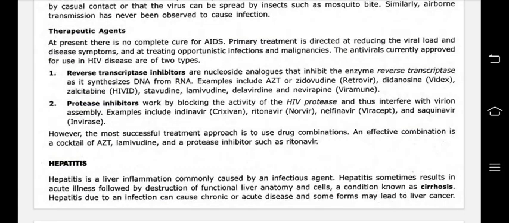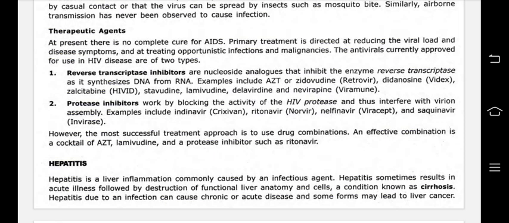Continuation of the previous video, we were talking about therapeutic agents of HIV. At present, there is no complete cure for AIDS. Primary treatment is directed at reducing the viral load and disease symptoms and at treating opportunistic infections and malignancies. The antivirals currently approved for use in HIV disease are of two types.